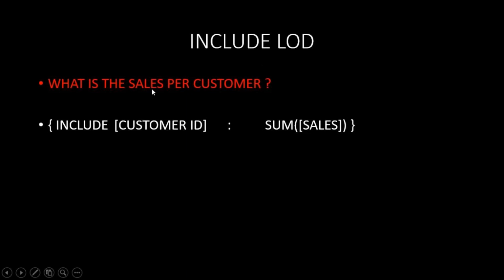This is the include function's syntax. What we are going to find out here is the sales per customer. In LOD functions, we are not going to start with an equals sign or anything direct. We start the LOD function with flower brackets: include customer ID colon sum of sales. That gives the sales per customer. I'm taking the customer ID, include customer ID, and their sum of sales.